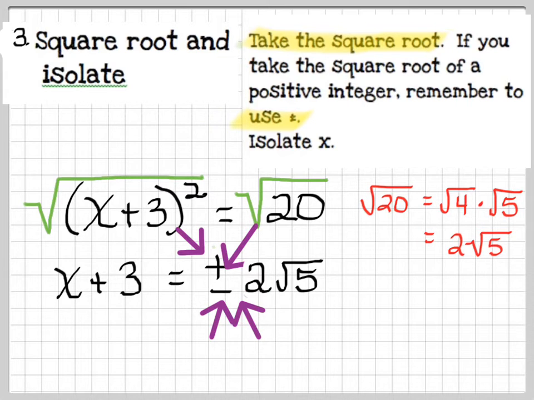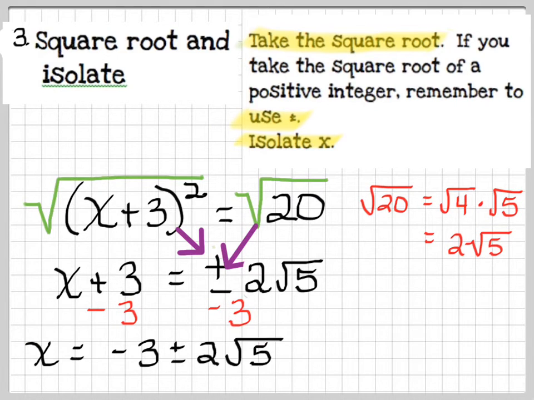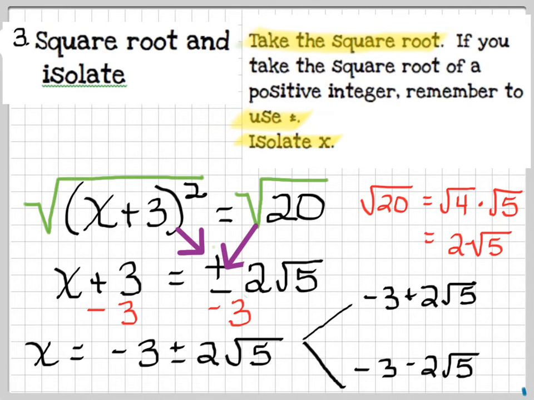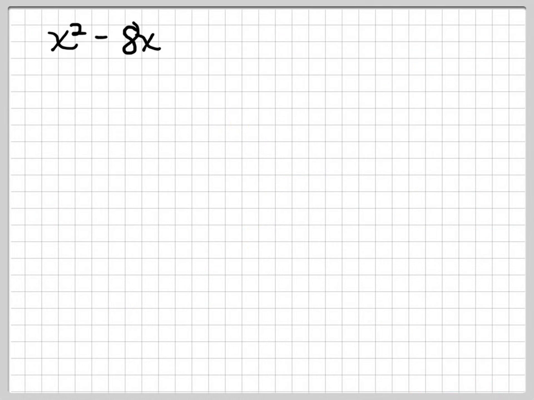Now we're solving for x, so we're going to subtract 3 from both sides. And this is our answer. It actually splits into 2 separate answers, -3 plus 2 root 5 and -3 minus 2 root 5. And if you were to put that into your calculator, these were the values you would get. And that's how you solve by completing the square.